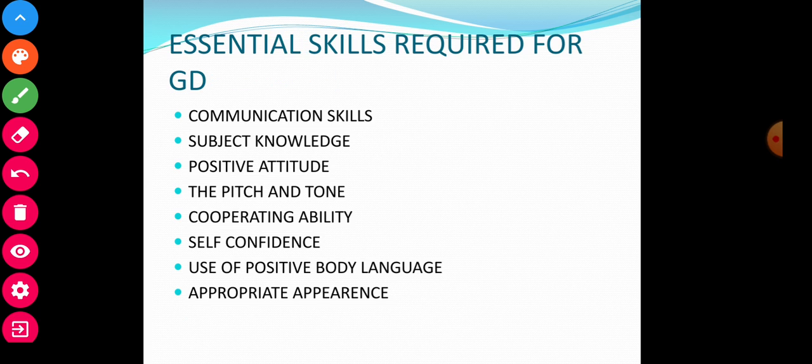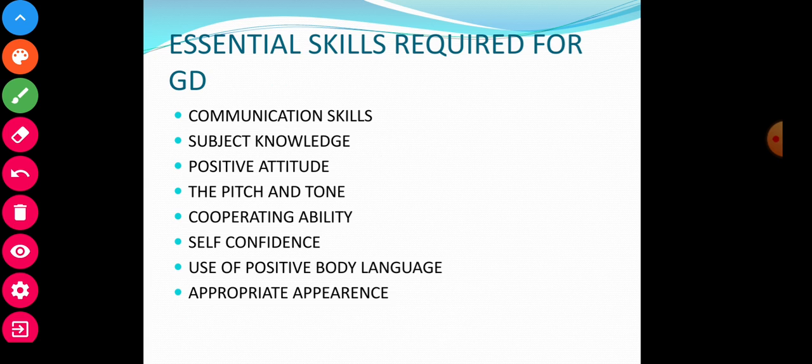Having known the objective, now you require some skills to ace the group discussion. So we are going to check what the essential skills required for group discussion are. First and foremost is your communication skills. In today's competitive age, communication skills are very important and essential. Subject knowledge is important, but communication skills are as important as subject knowledge, because without expression, the knowledge is of no use. In a group discussion, a candidate has to talk effectively so that he is able to convince others.